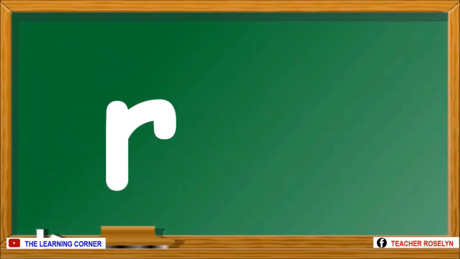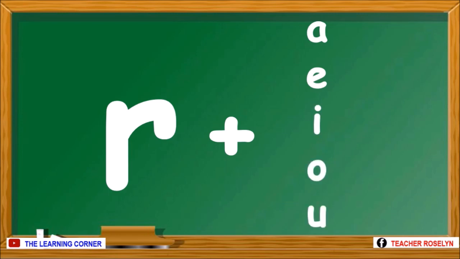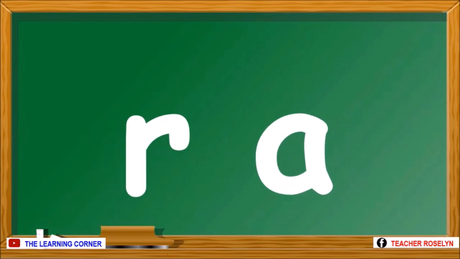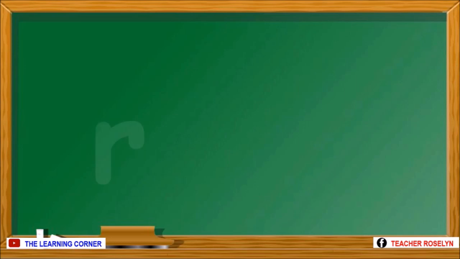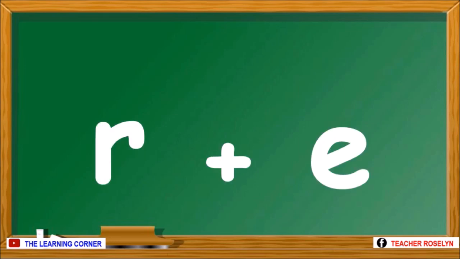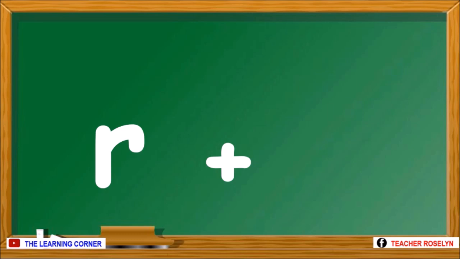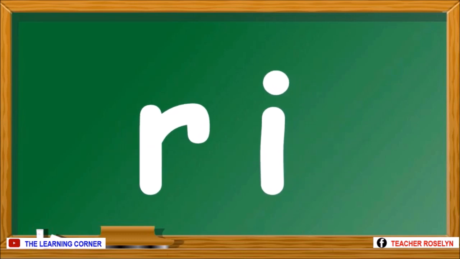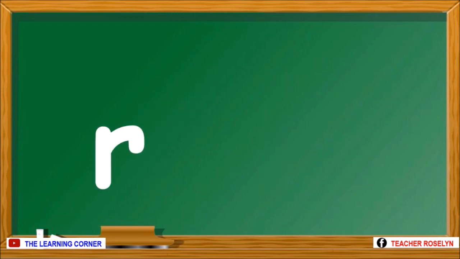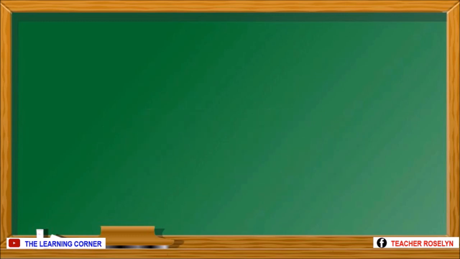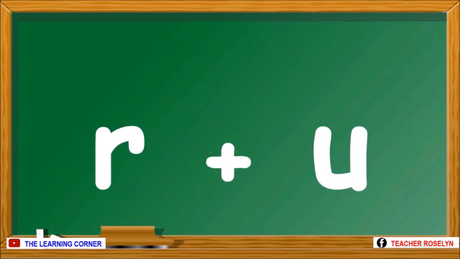Now, let us combine the sound of letter R to the sound of the vowels A, E, I, O, and U. Repeat after me. R, A, Ra. R, E, Re. R, I, Ri. R, O, Ro. R, U, Ru.